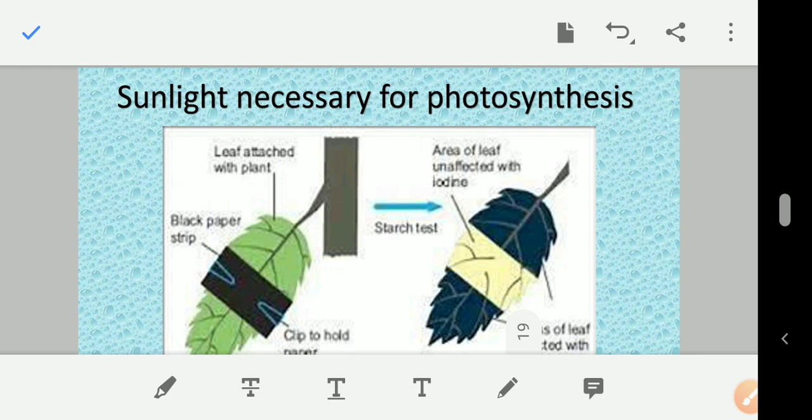To prove that sunlight is necessary for photosynthesis. Now let's discuss what are the different steps for the experiment of photosynthesis. First is destarching. Destarching is done for the leaves, not for the whole plant or the stem. For destarching, we keep the plant in dark for around 48 hours. After that, we keep the plant in sunlight.